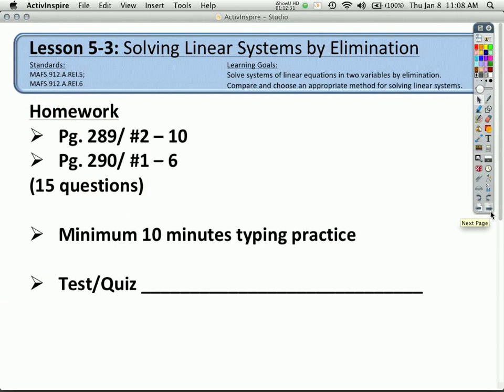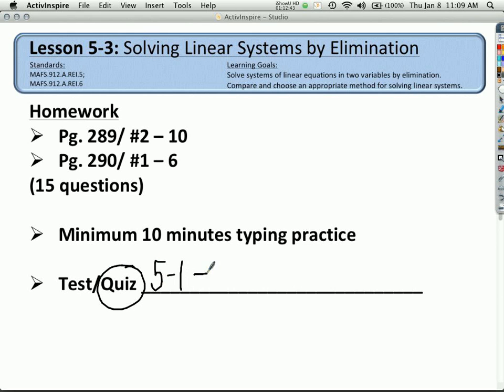Your homework is page 289, numbers 2 through 10, and 291 through 6. And you have a quiz on 5-1 to 5-3. Let's see. Today's Thursday, so you have it on Monday.